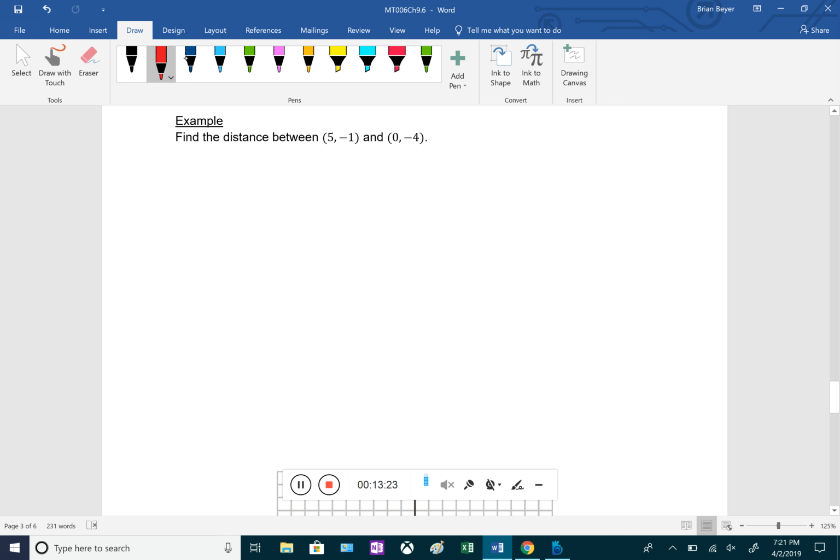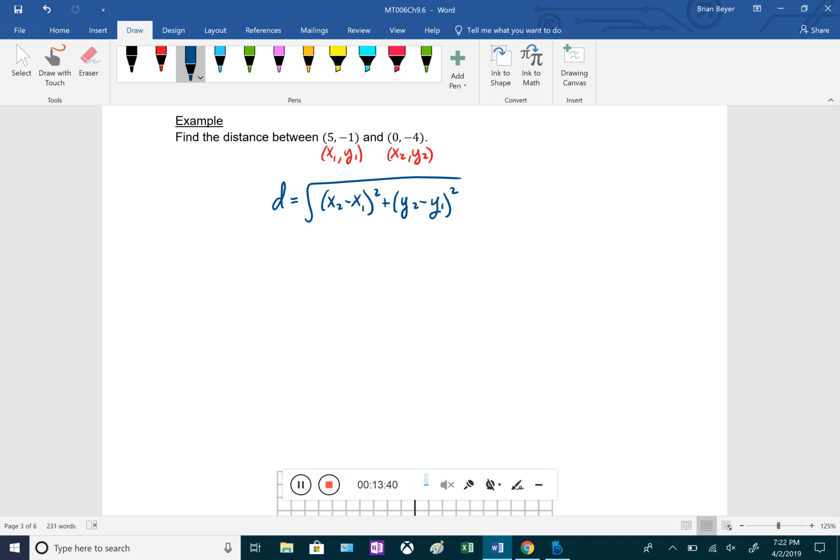Okay, so the distance formula, we have our formula, and then it's going to be our 2 points. So I'm going to let the first one be (x1, y1), the second one be (x2, y2). It actually doesn't matter which one you let be which. You could have flipped it and it still would give you the same answer. And now we're going to plug these in. So the distance is going to equal the square root of (x2 minus x1), so that's 0 minus 5 squared, plus (y2 minus y1), -4 minus -1 squared.